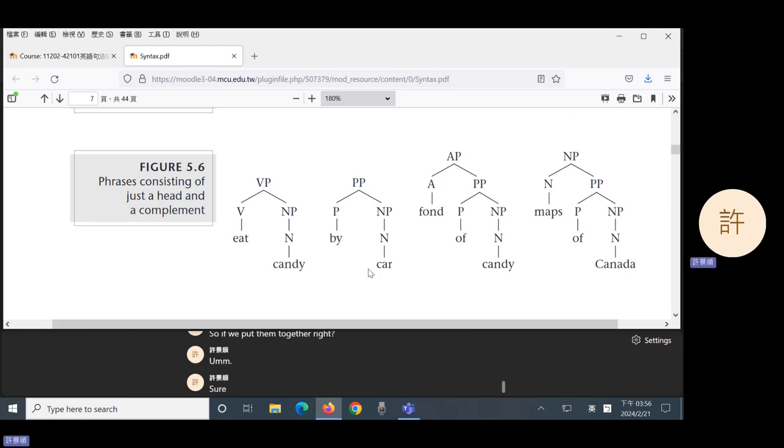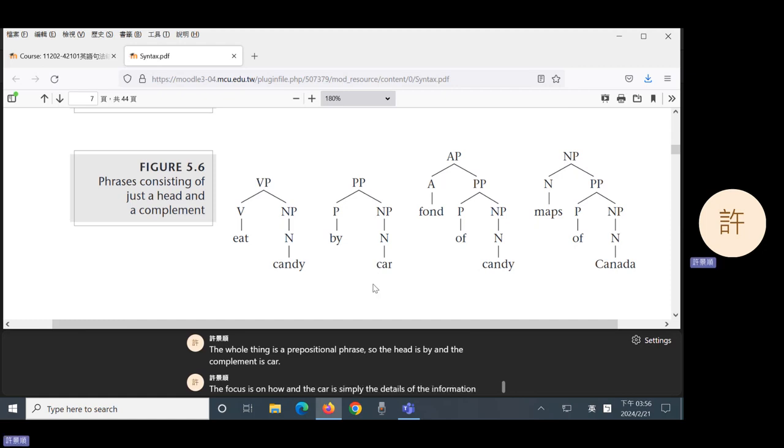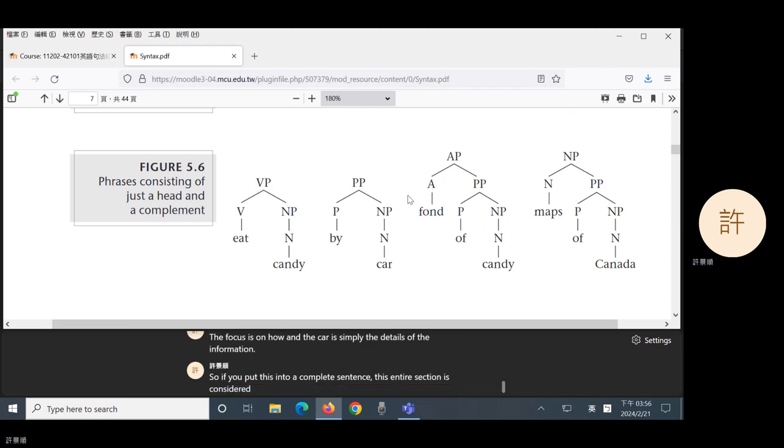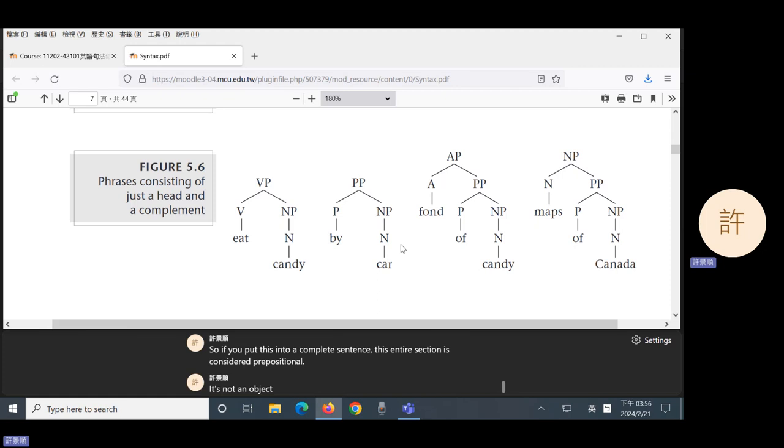Sure, by car. How do you get from home to school? By car. The whole thing is a prepositional phrase. So the head is by, and the complement is car. The focus is on how, and the car is simply the details of the information. So if you put this into a complete sentence, this entire section is considered prepositional. It's not an object, it's not a subject, it's not a verb. It's extra information.